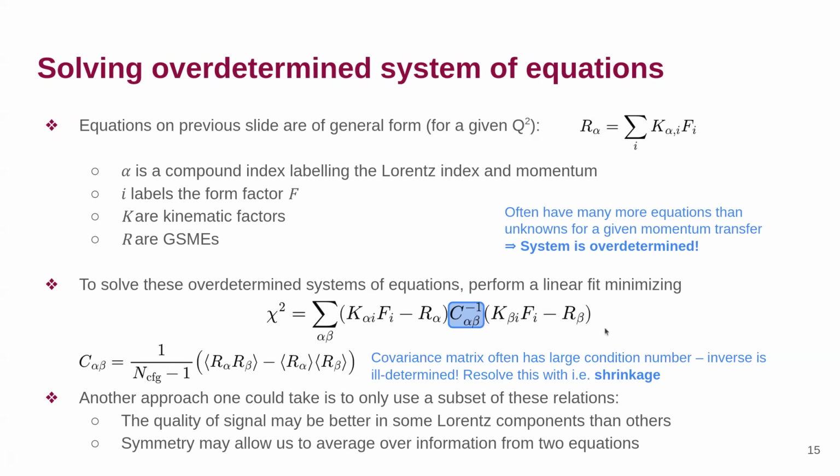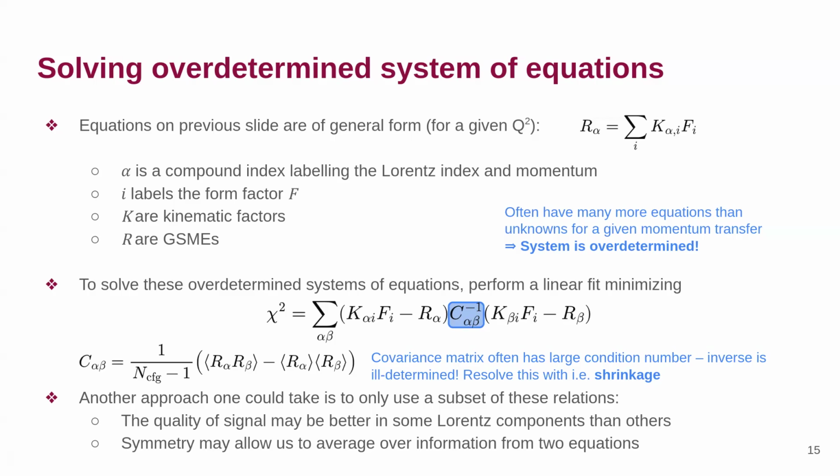So a common way of getting around this is to use something called shrinkage. If people have questions, they can ask during the class. I won't go into more detail on that, but there are ways to get around this. Alternatively, we might think about simplifying the problem a little bit. We might only use a subset of these relations, depending on which Lorentz components you look at. Some may have more noise than others, so you may not consider them. Or there may be some symmetry you're able to exploit where you can perform an average over some equations which essentially contain the same information. So there are some tricks you might be able to use to get around this issue.